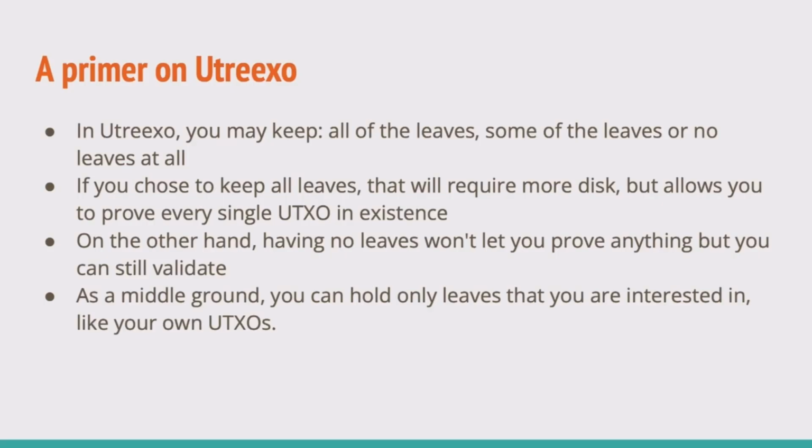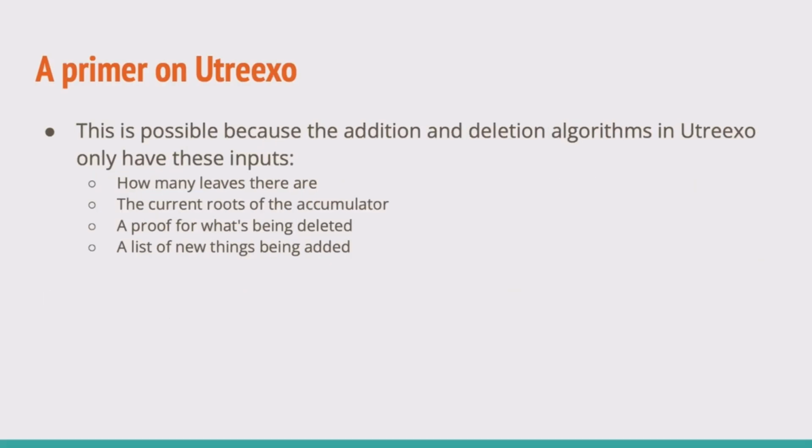The interesting part is really that you can keep some of them and not all. And this is possible because the inputs for the addition and deletion algorithm don't require those bottom nodes. Every node that we touch in the process will be in the proof. So we don't care about them.